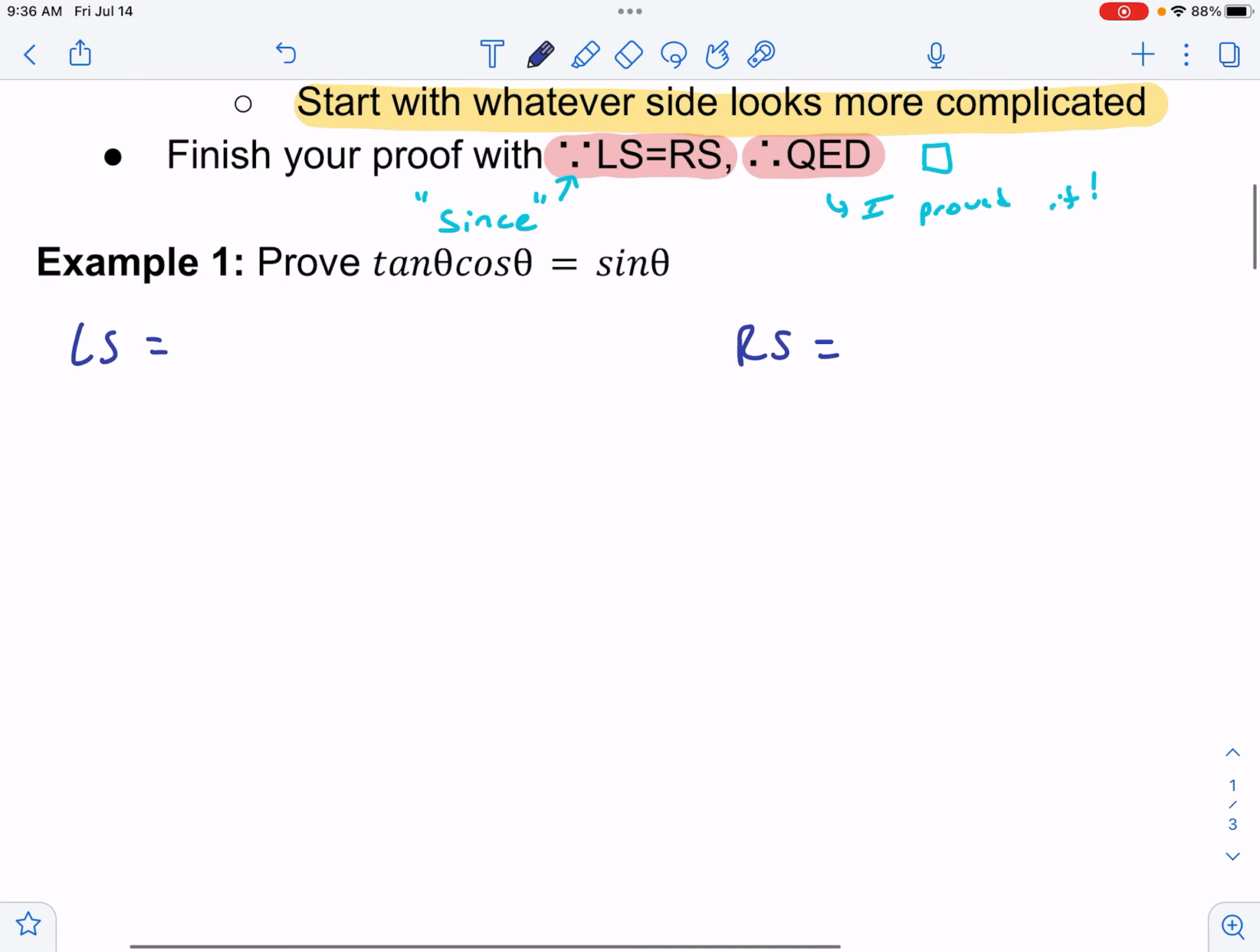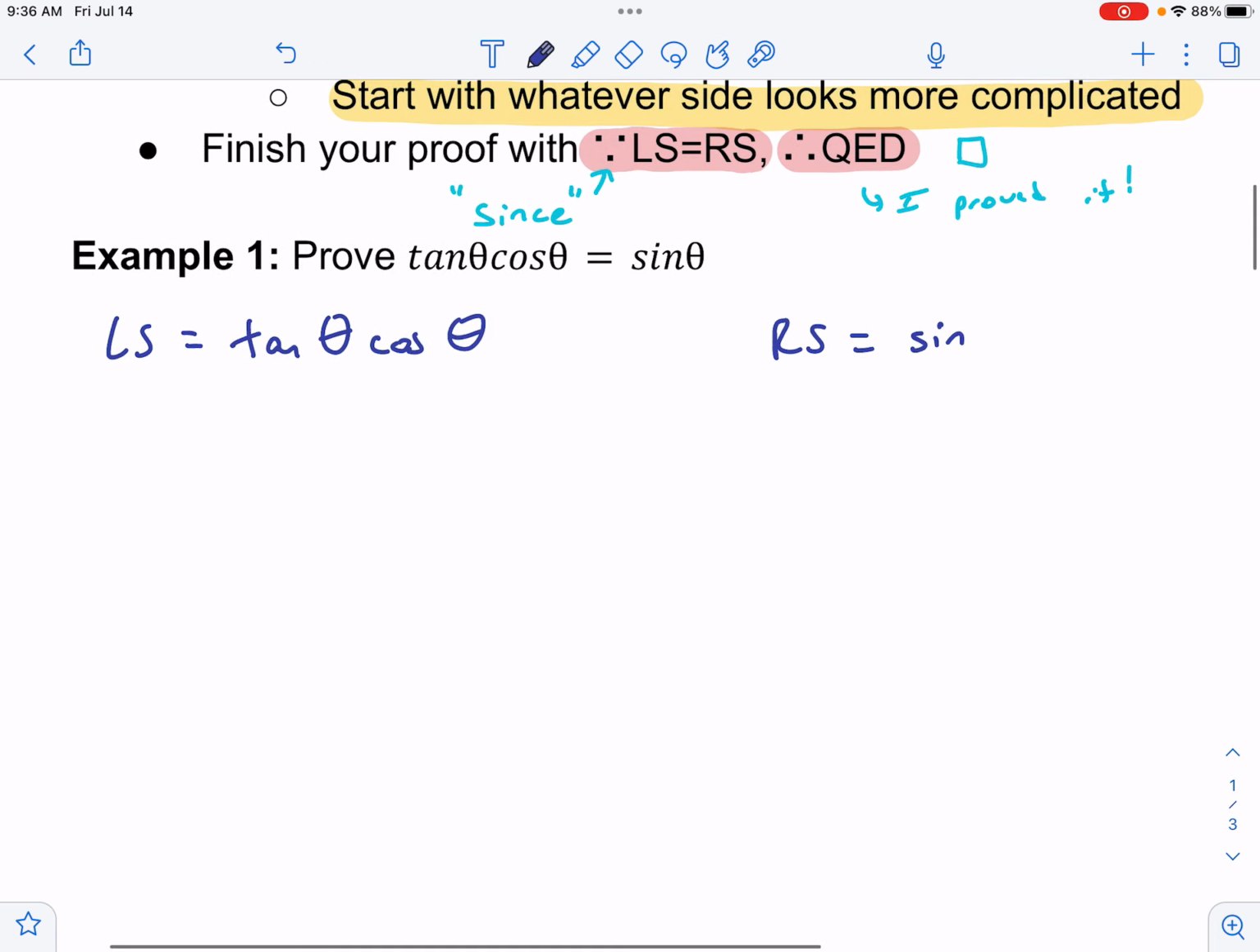In this case, my left side is equal to tan of theta cosine of theta, and my right-hand side is equal to sine of theta. I think it's pretty obvious the left-hand side is the more complicated one, and so that's where we're going to start. I need to manipulate this somehow so that it equals sine theta. Not totally sure how I'm going to get there, but what I am going to do is follow that one step and put everything in terms of sine and cosine.